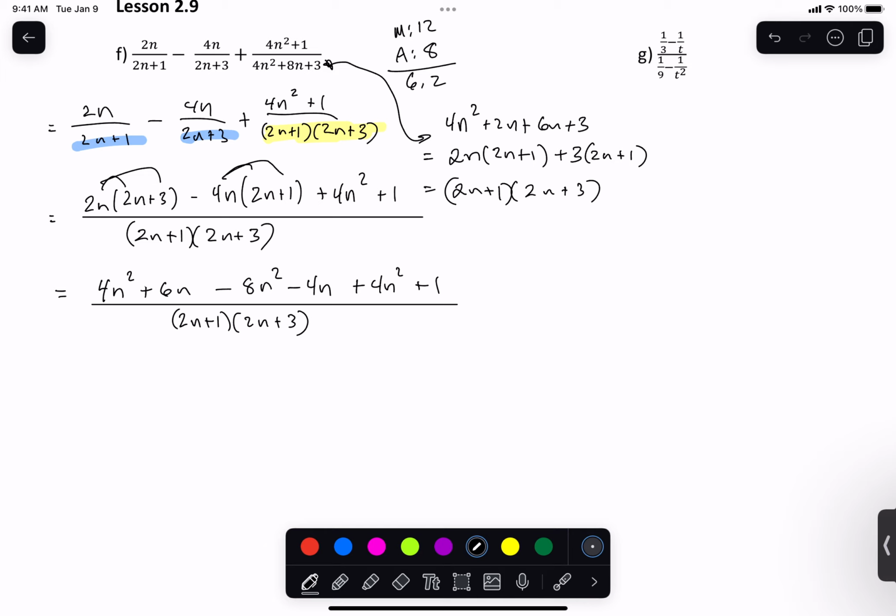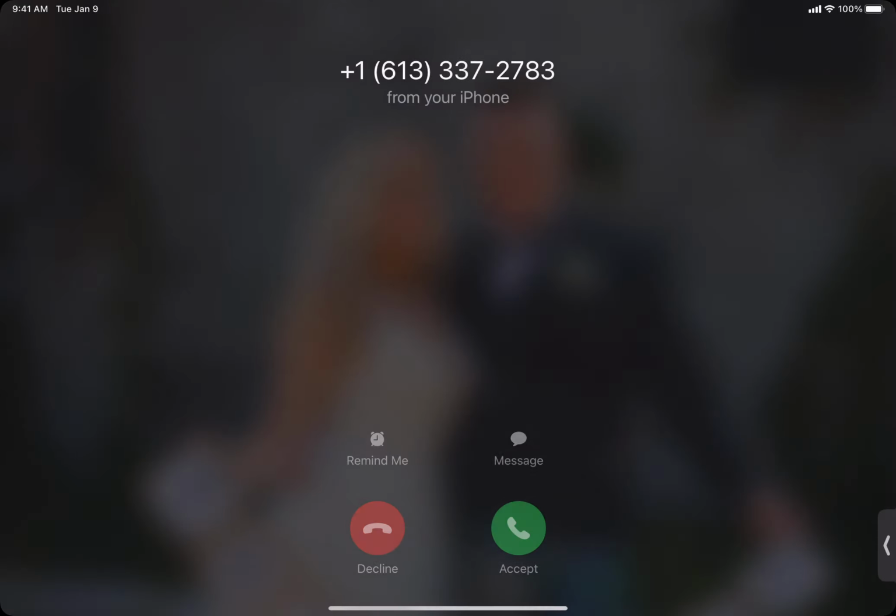Okay, what's going to happen here? Looks like when I add all this stuff up, 4n squared plus 4n squared take away 8n squared is going to give me what? Nothing. You're going to get 0 for the n squareds. What about 6n minus 4n? I just get 2 n's. So the blue components zero out.